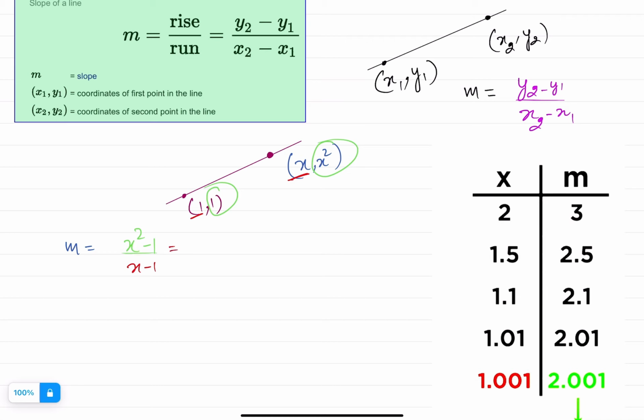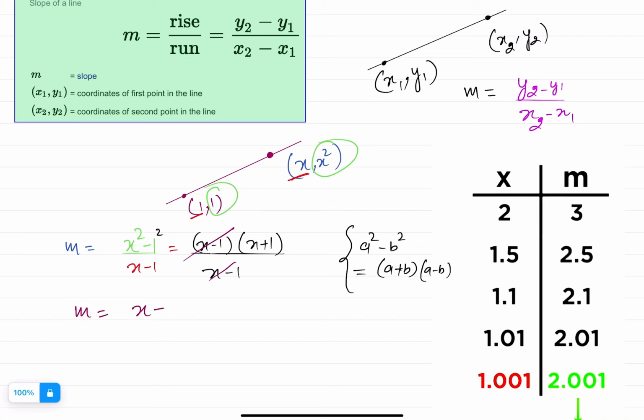Now you can simplify it. We know that it is x square minus, we can write it as 1 square. We know that a square minus b square can be written as a plus b and a minus b. That is x minus 1, x plus 1 divided by x minus 1. We can cancel this and this. That means the general formula for slope will be equal to x plus 1.